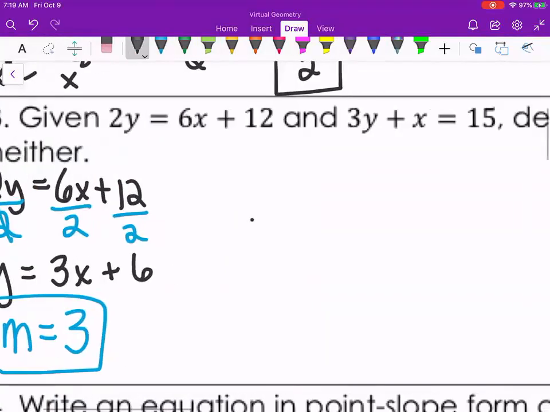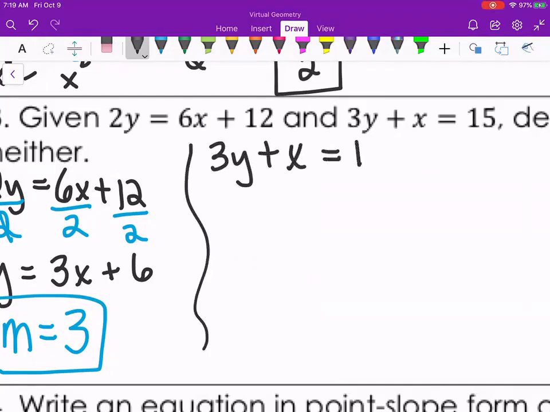So looking at the second one, we have 3y plus x is equal to 15, okay? Similar problem as before. We have to get the y by itself. We have to isolate that variable. So this time I need the x on the same side with the 15. So I'm going to minus the x from both sides, subtracting it.